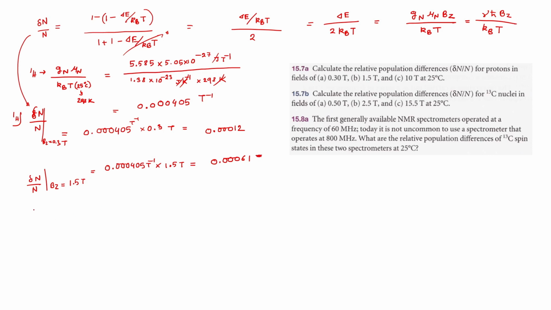Now delta n by n at B z of 10 Tesla. Same, right? I'll directly write 0.00405, something like that.